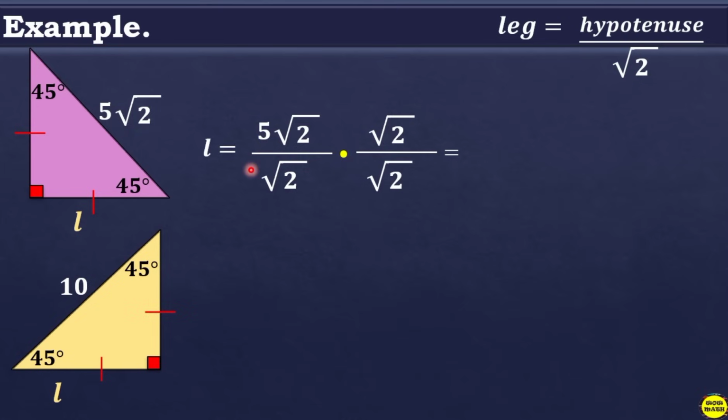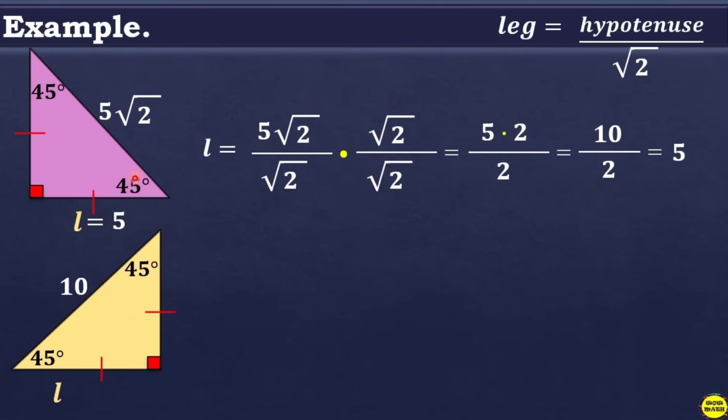Kung ano yung nandito sa denominator mo, dun po natin siya i-multiply. So, we now have 5 times 2. Kagaya ng in-explain ko kanina, this will become 2 kasi square root of 4 nito and square root of 4 is 2. And then this one also, magiging 2 na rin po siya. Now, 5 times 2 is 10 divided by 2, that is 5. Therefore, the length of your leg is 5.